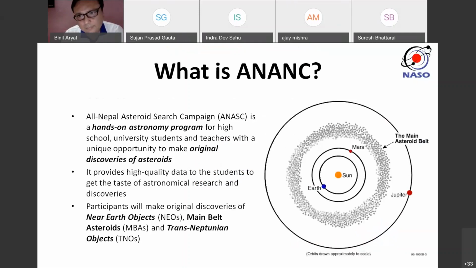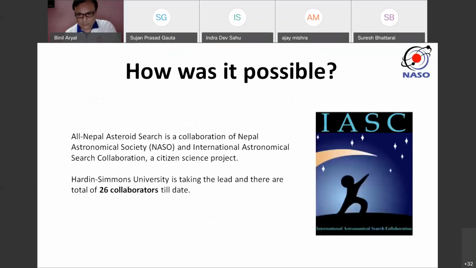We call it the All Nepal Asteroid Search Campaign, or ANASC. It's a hands-on astronomy program for high school students and university students, as well as teachers. It provides a unique opportunity to make original discoveries of asteroids. Those asteroids might be from the main belt, or near-Earth objects, or trans-Neptunian objects. We provide data to the participants from the US, and they work on that using specific software.